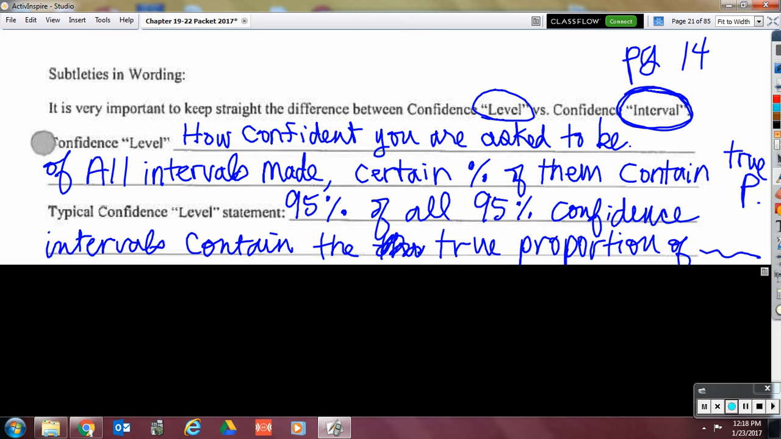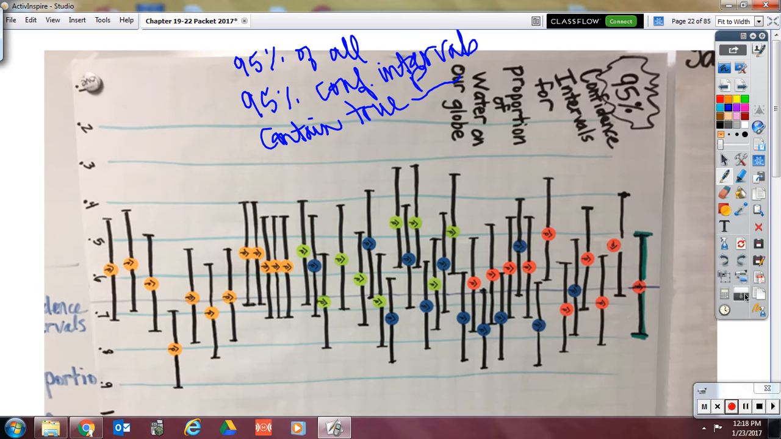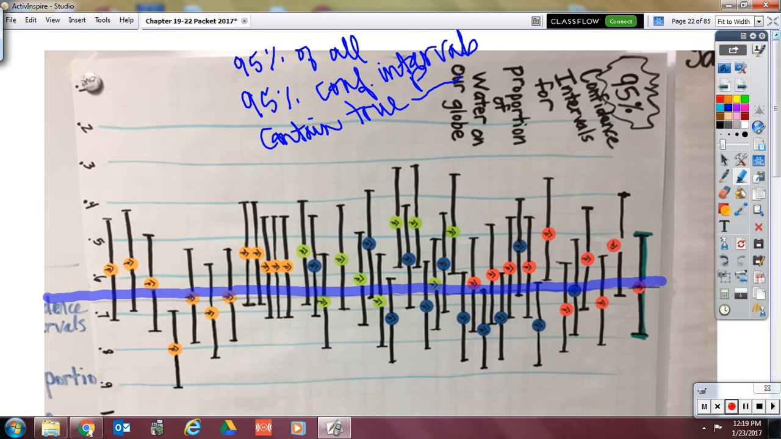Okay, and so again, that's what our picture was showing here. 95% of these intervals are going to contain the true p. Now, we don't know what that true p is. We're just kind of hypothesizing. Maybe, and I'm going to draw a true p in here because I don't really know. So what I had found here, remember, was the true p that went through the most of our intervals last week.